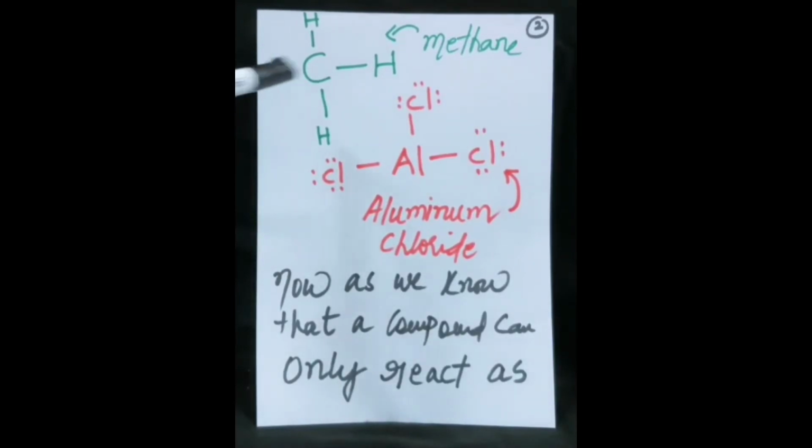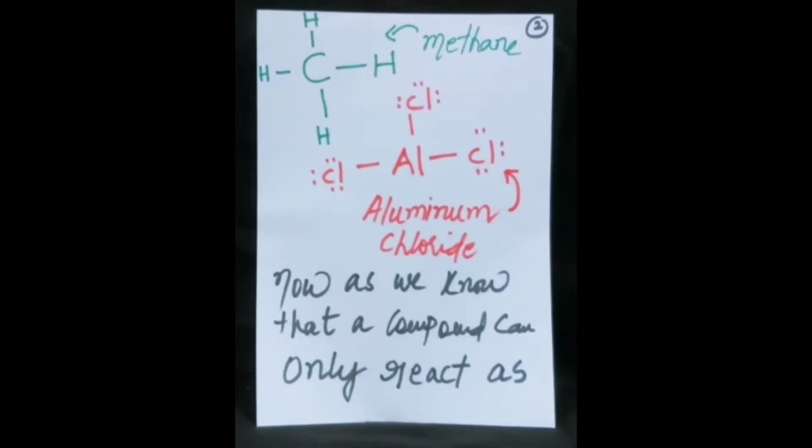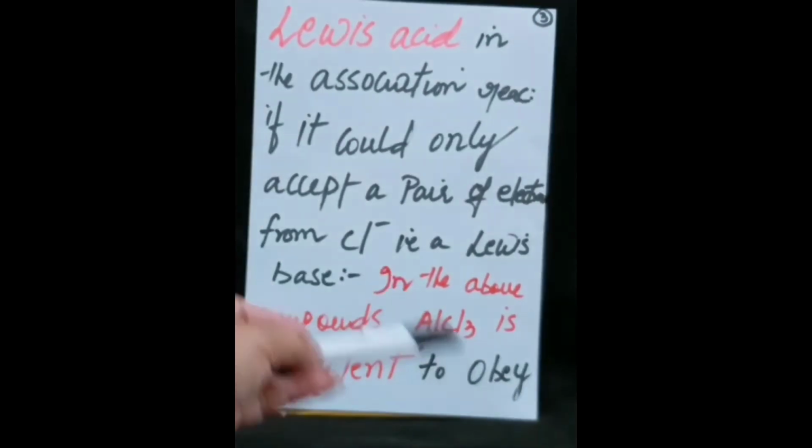So now a question arises: for example, if you have two compounds, aluminium trichloride and methane, which one of these compounds would react with the Lewis base, that is, the chloride ion, in a Lewis acid base association reaction? Which one would react? Let's solve that. Here are the two compounds, methane and aluminium trichloride. As we know, a compound can only react as a Lewis acid in the association reaction if it can accept a pair of electrons from the chloride ion, that is, a Lewis base.